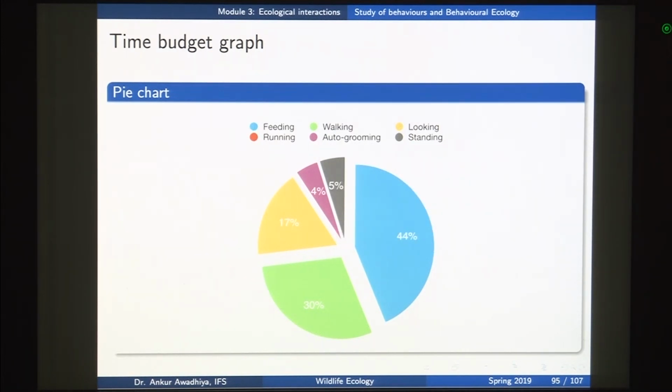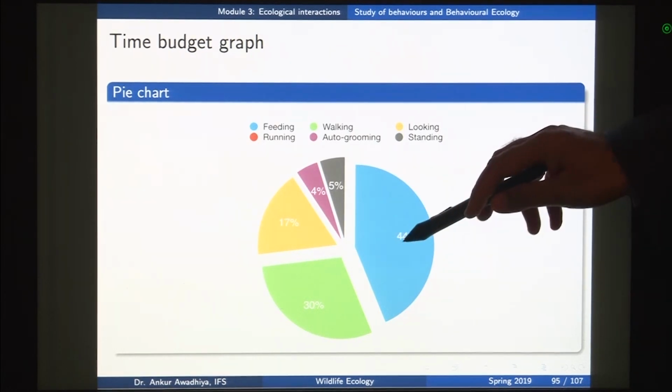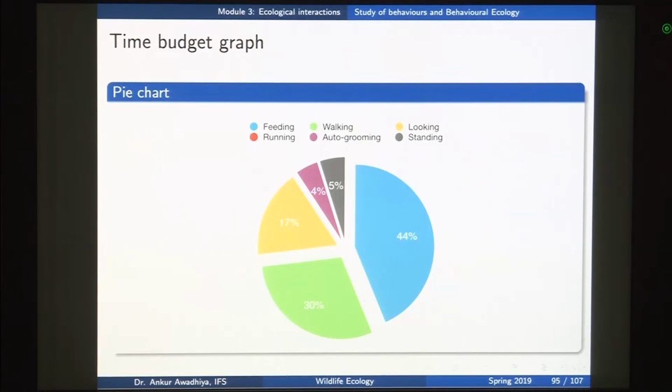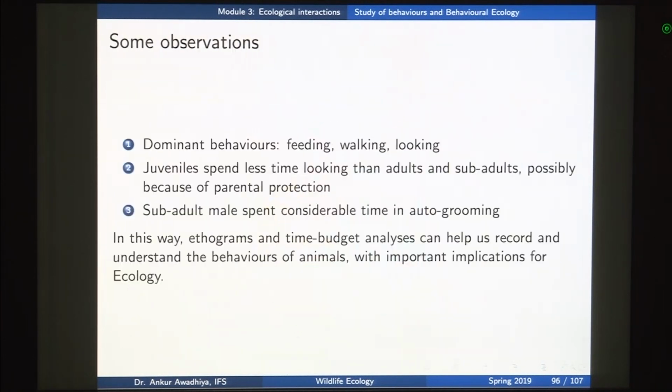Now, this looking is mainly looking for the predators. If we have a situation in which there is a tiger nearby, then these two values will probably go down and looking will increase. So, this is a way in which we make a note of behaviors to understand how that is playing a role in the ecology.